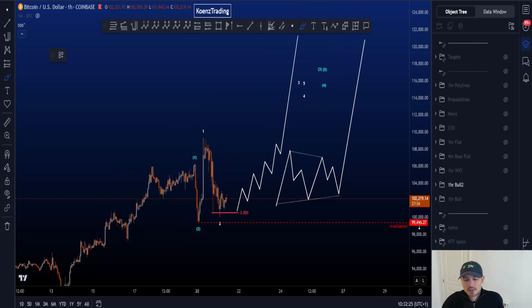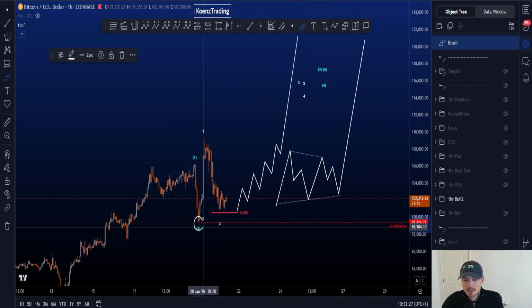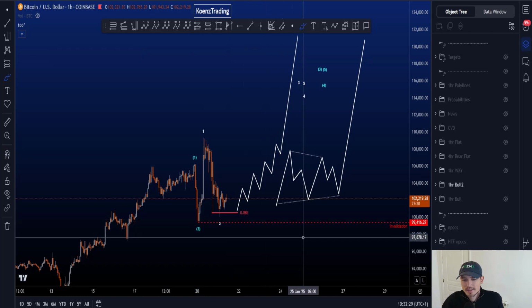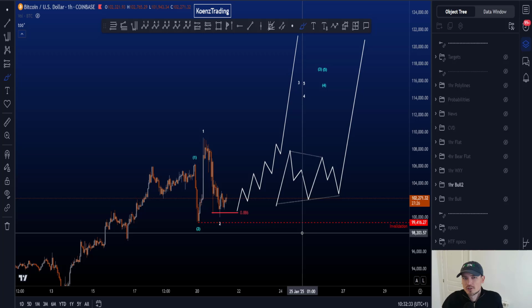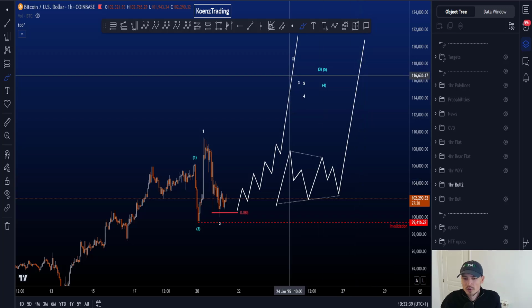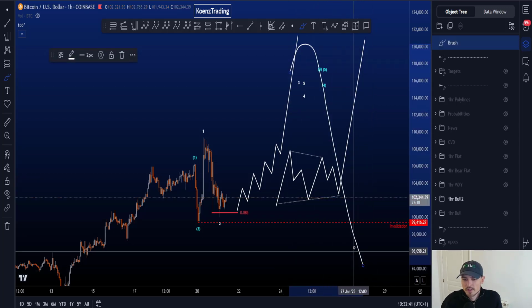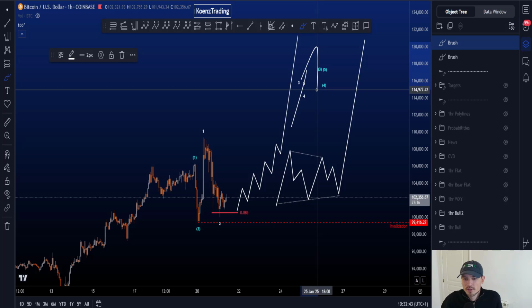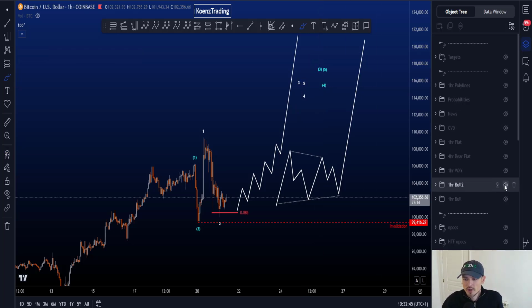The invalidation for this scenario is of course very clear. It is taking out the low here at 99.4k, and basically this is your most bullish scenario where we just move towards the upside and we do not see any bigger retracements, nor do we move down over here, because this should be a wave 3 to the upside for much higher prices.